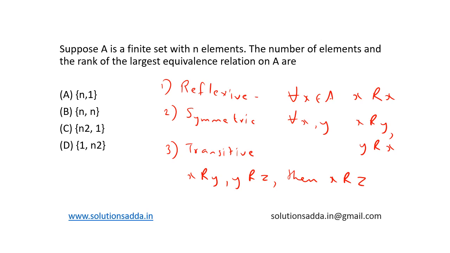So now let's see the largest number of elements on a set A with n elements that is possible, which is equivalence. So if we have n elements, then maximum we can have n square elements in the largest equivalence relation. So this is the answer for the largest equivalence relation with n elements. The answer is n square. Now let's see the rank of the largest equivalence relation.